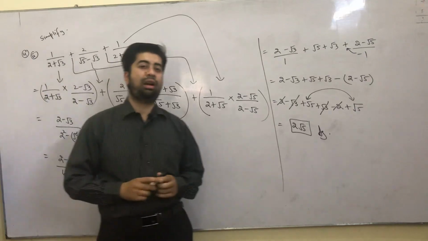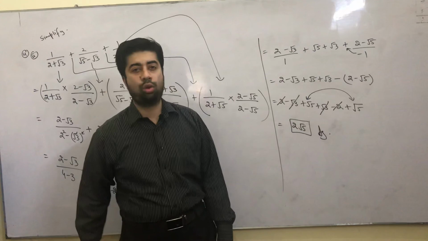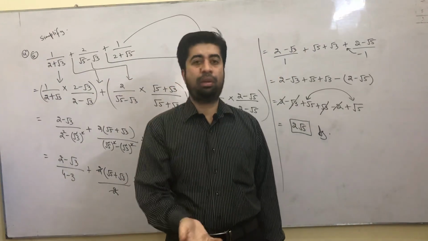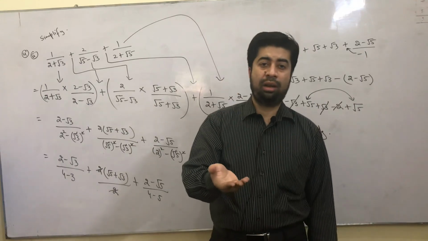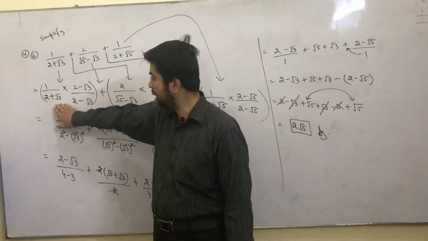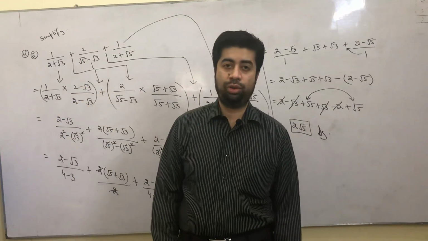I hope you understand all the questions. This was part number 2. You can solve part number 3 in the same way. Just rationalize the denominator by multiplying and dividing by its conjugate.